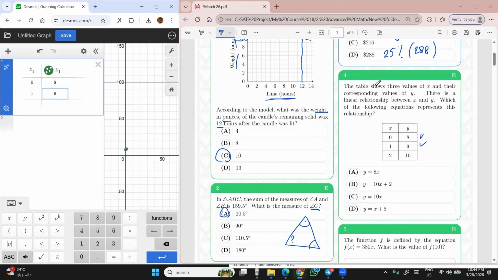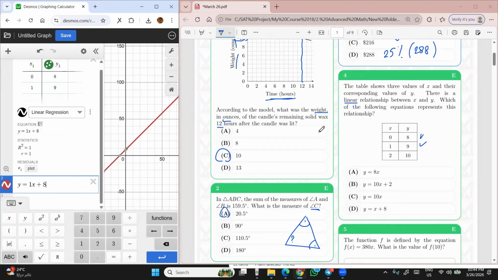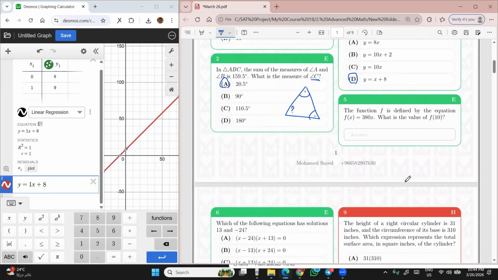That's enough, because if the relationship is linear, it's enough to write only 2 of the values. Then click on this sign here, add a regression, make sure that it's a linear regression, and you get the equation y is equal to 1x plus 8, as you can see here. So y equals x plus 8.